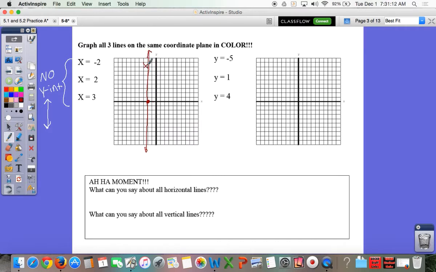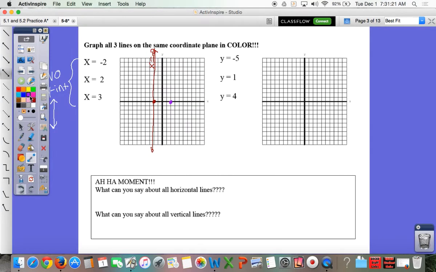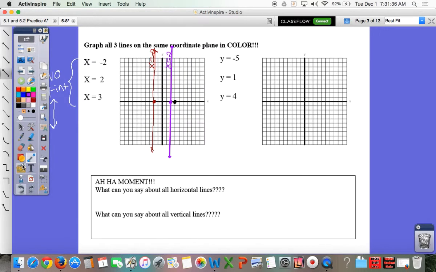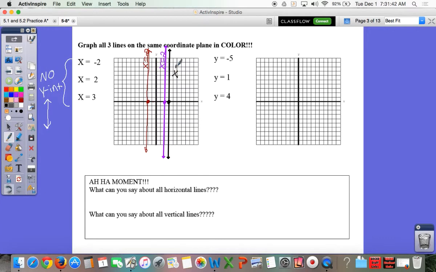And I'm going to write above there x equals -2. X equals +2 would go to +2 and be a vertical line again with arrowheads. And I'm going to go ahead and write x equals 2. X equals 3 is going to be a vertical line at 3. Draw your x-intercept, connect your line, and you have x equals 3.